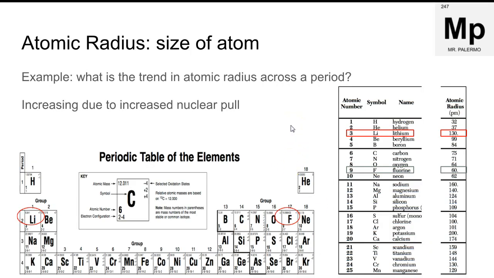So let's look at the atomic radius first. That is the size of the atom. So if a question asks, what is the trend in atomic radius going across a period? You can pick any period. So here I pick period 2. Choose one element on the left and one on the right. I avoid the noble gases because they don't have some values due to the fact that they don't bond. So lithium and fluorine I look up on Table S. So I see lithium is 130 for the size of the atom, and fluorine is 60. Since the number is decreasing, the trend is decreasing. Why? Well, going across a period, we have increased proton pull or increased nuclear pull.